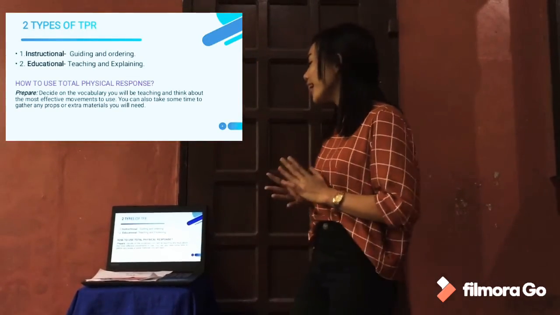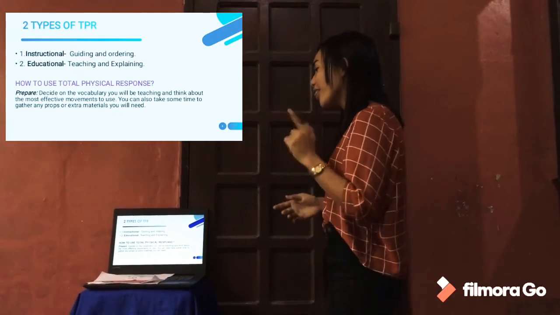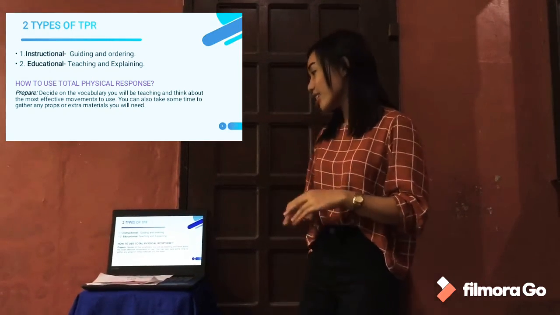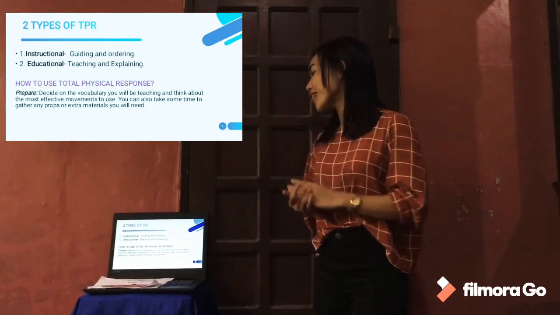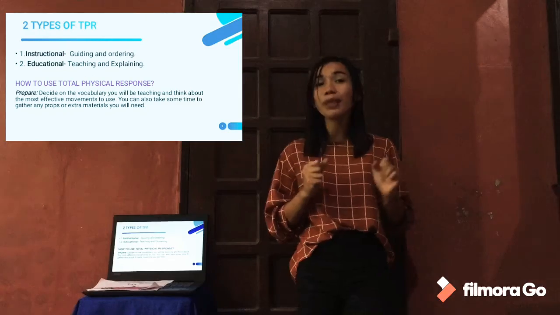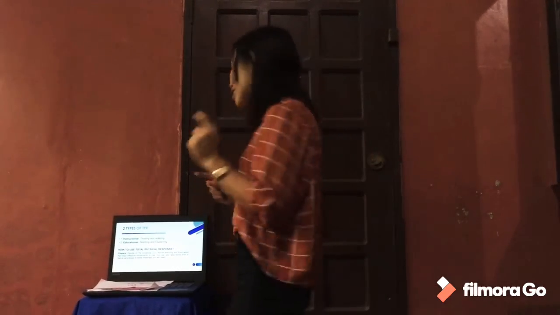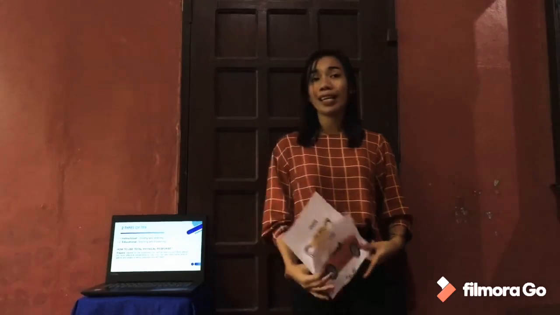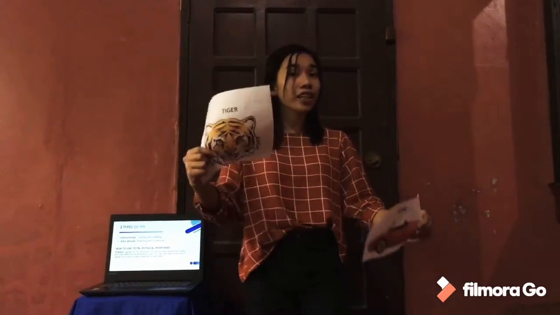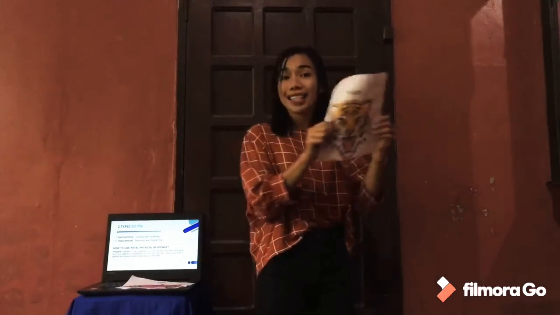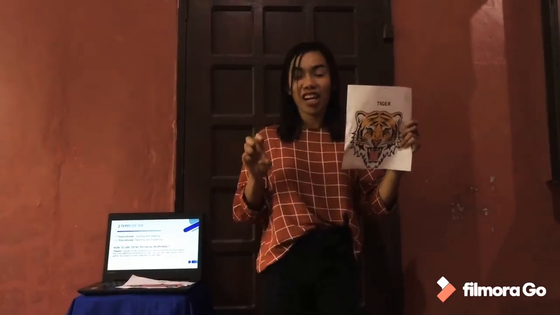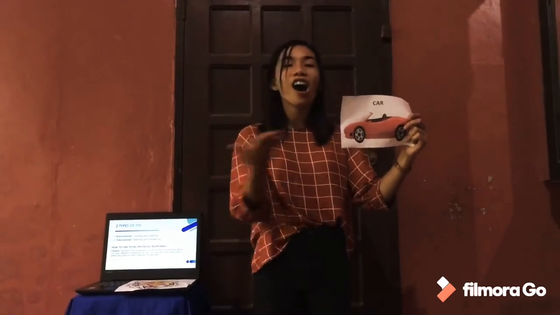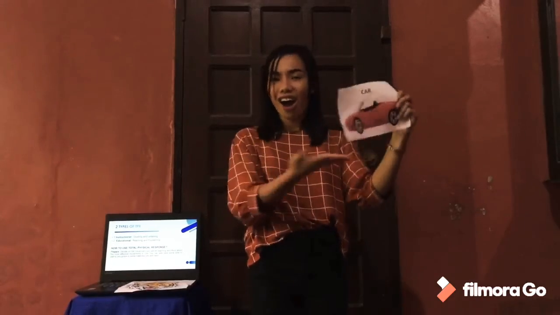So here we have 5 steps on how to do it. Step 1 is to prepare. Decide on the vocabulary you will be teaching and think about the most effective movements to be used. You can also take some time to gather any props or any extra materials you will need. The example for this step 1 is I prepare a tiger and a car. A tiger. I am a tiger. The second one, the car. Drive a car.